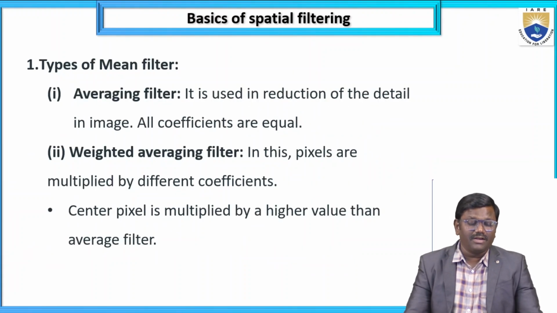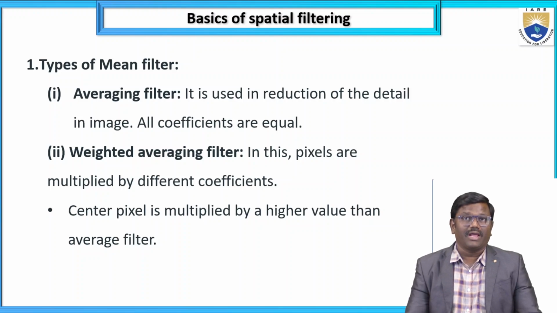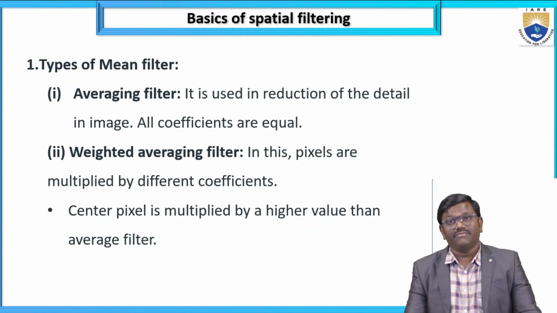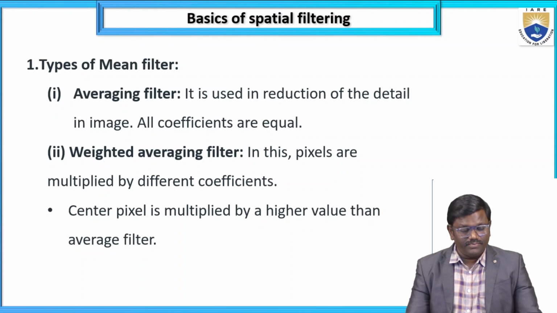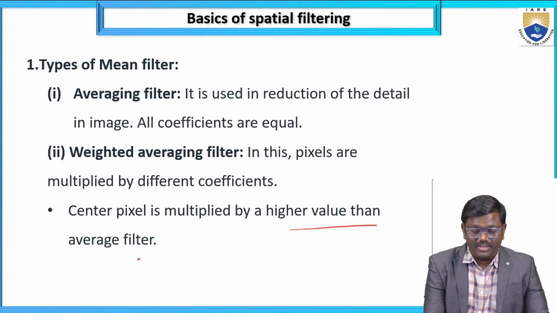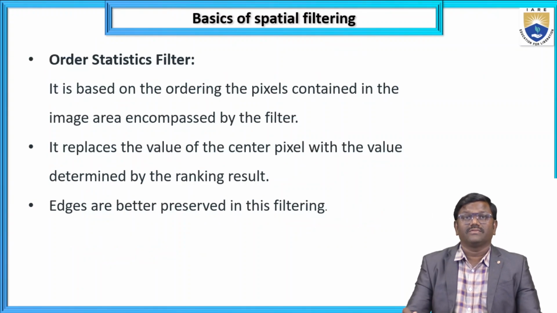So that means there are two types of mean filter: number one, the average filter, and number two, the weighted averaging filter. The averaging filter is used in the reduction of detail in an image. All coefficients are equal. In the weighted averaging filter, pixels are multiplied by different coefficients, and the center pixel is multiplied by a higher value than in the average filter. Those are the two types of mean filters.